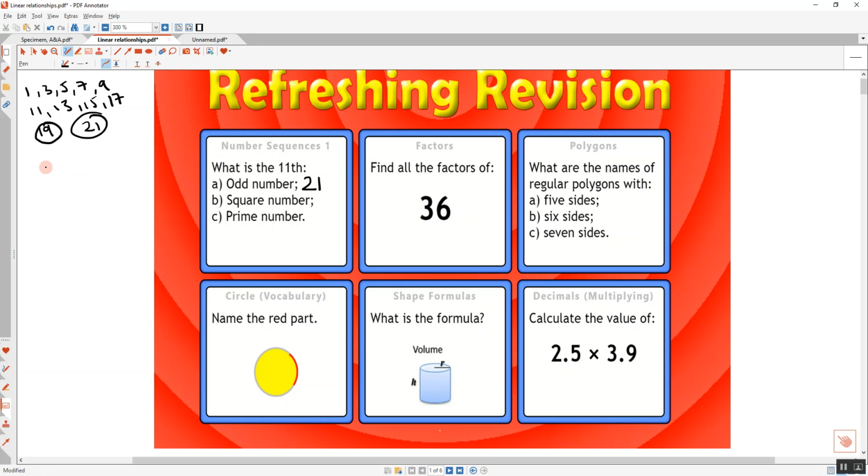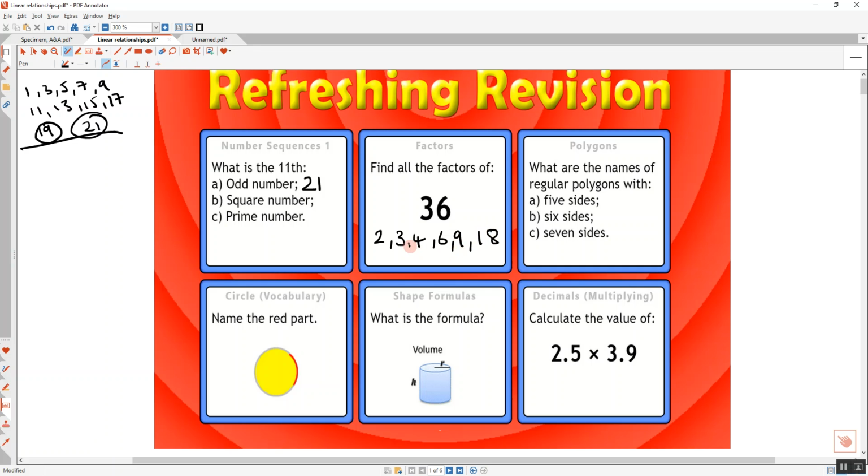Right, what about Christian? What about any other one? Any question at all. Hands up. Yes, Christian. Okay, the factors of 36 I got: 2, 3, 4, 6, 9, 18.